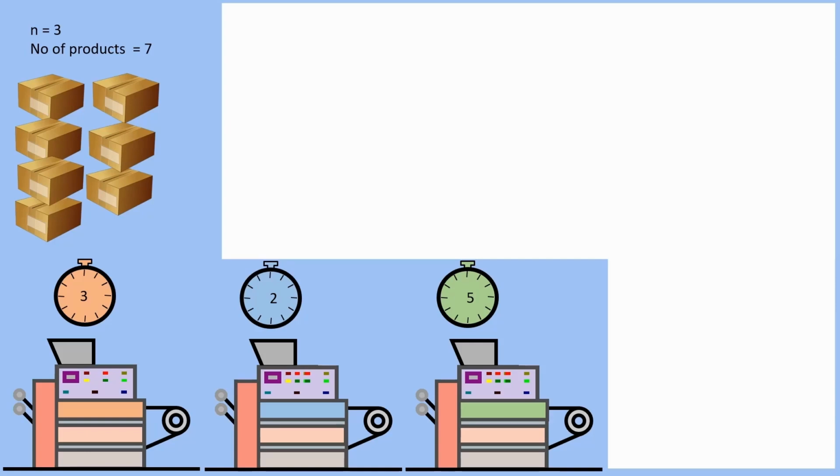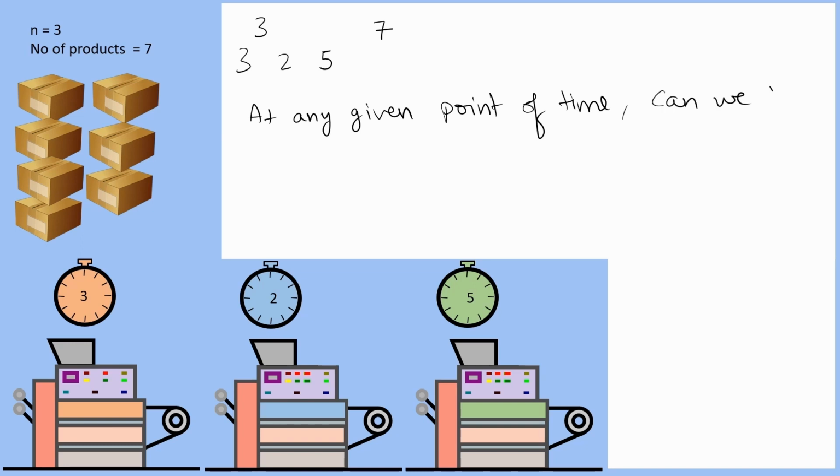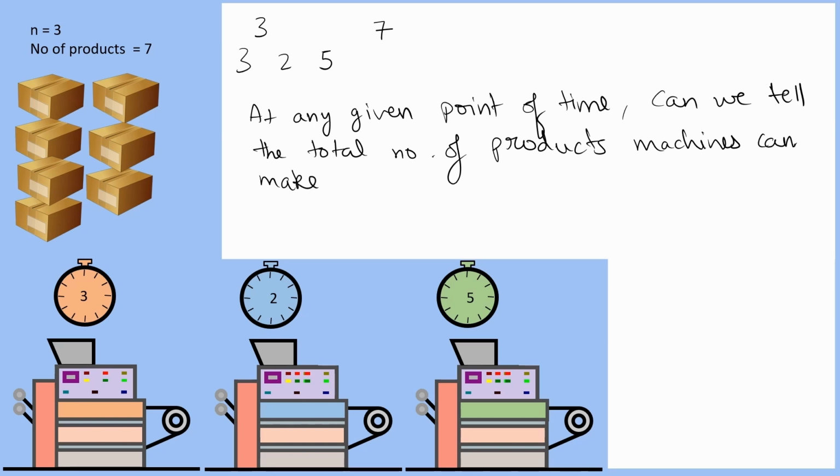So let's write all this information, and from here let's try to build the intuition behind it. So 3 machines, 3, 2, 5 are the times given, and we need to make a total of 7 products. And these machines can run simultaneously. This is the first key thing to note. So if I write one statement, at any given point of time, can we tell the total number of products the machines can make? This would be our first question.